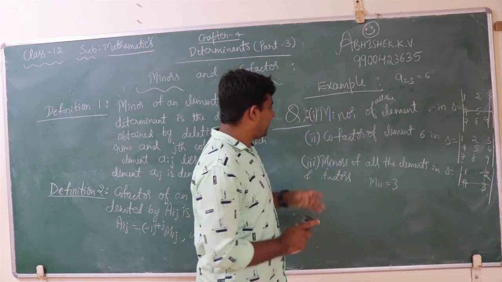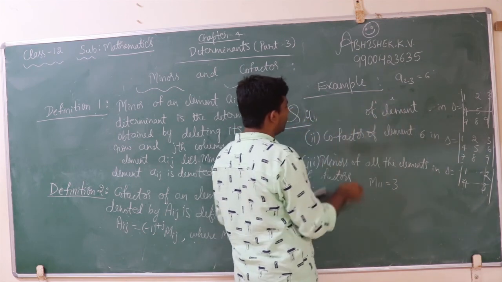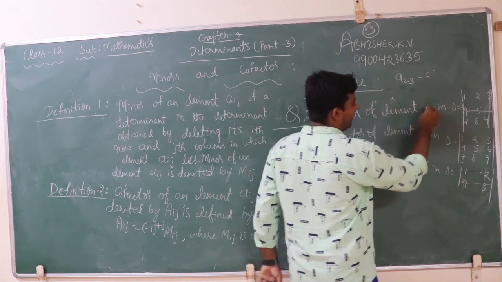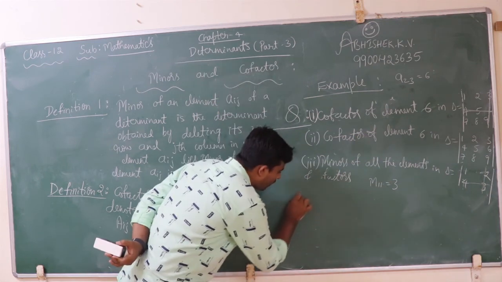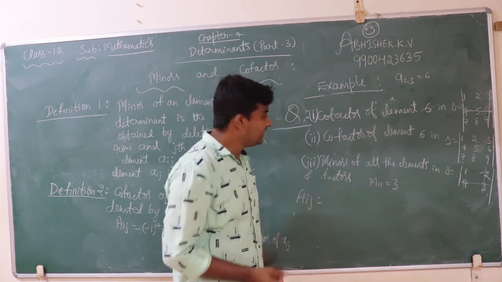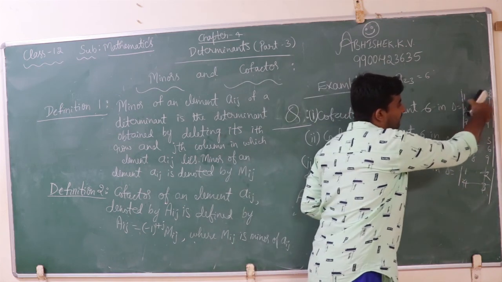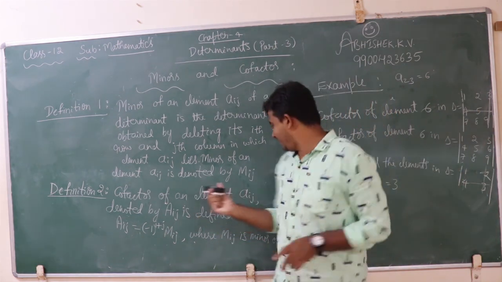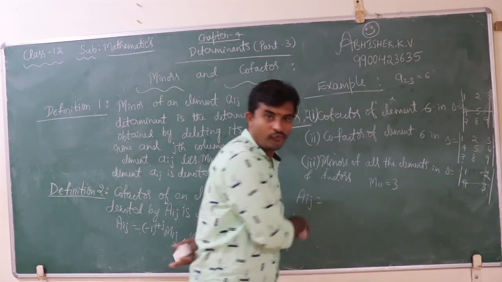If the examiner asks for the cofactor instead of the minor, say the cofactor of element 6 in this determinant. The cofactor is denoted by Aij. Since they gave the element as 6, which element is it? A11, A12, A13, A21, A22, A23. It is A23, the capital letter A23, that is the cofactor.